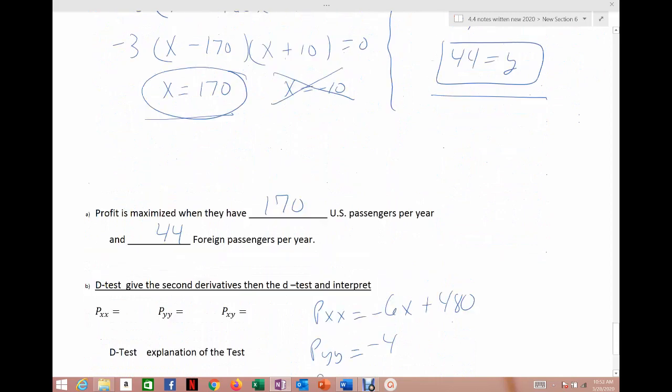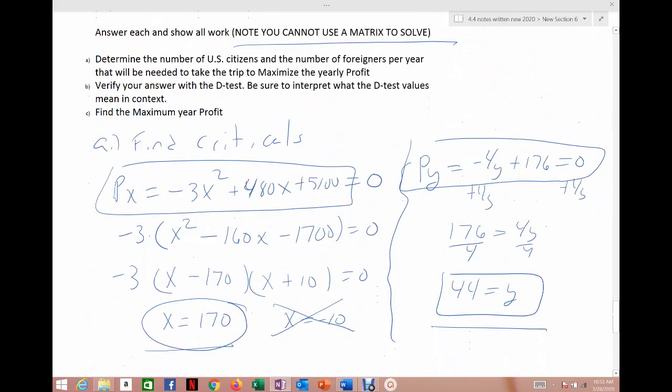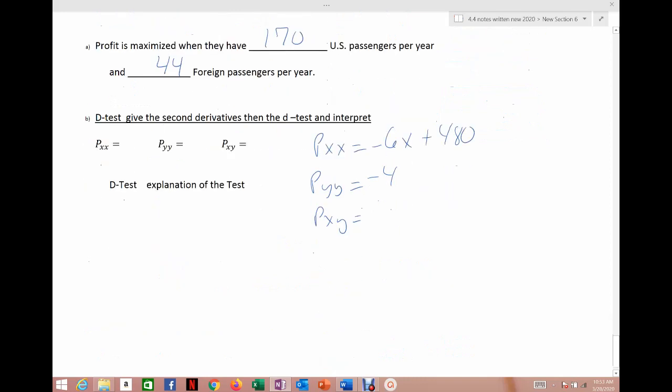And then the mixed one, you can look at either one, right? If I take the derivative of either one with respect to the other variable, well, it zeroes out, right? If I take the derivative of this with respect to y, there's no y, it zeroes out. Or if I take the derivative of this with respect to x, there's no x, so it zeroes out. So the mixed derivative is just 0.